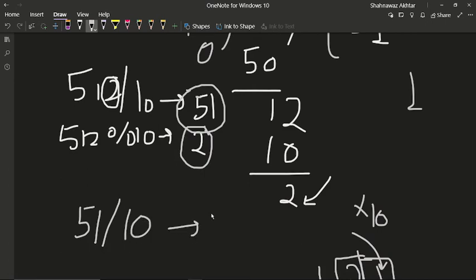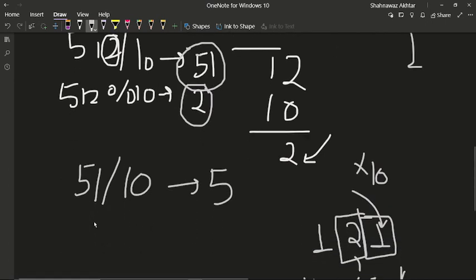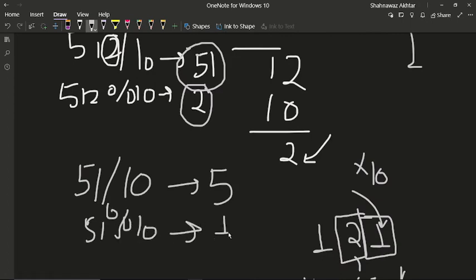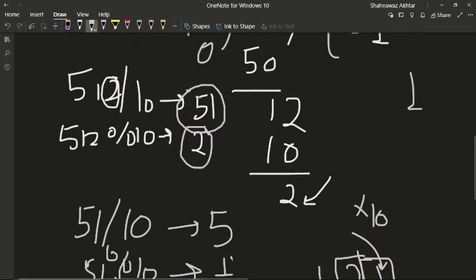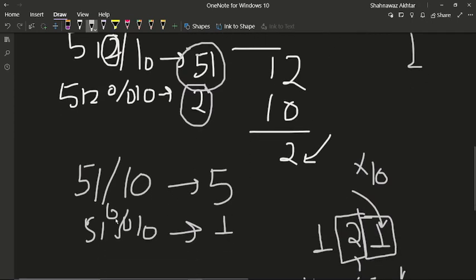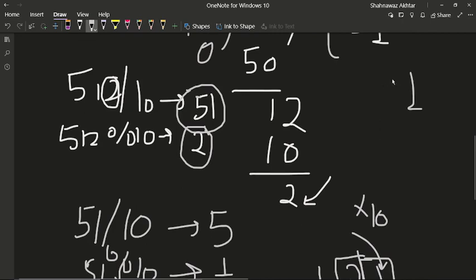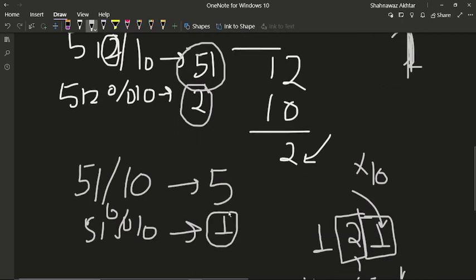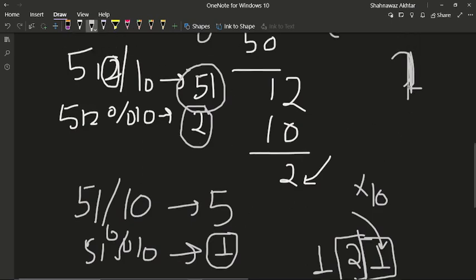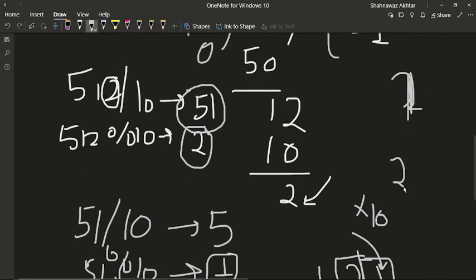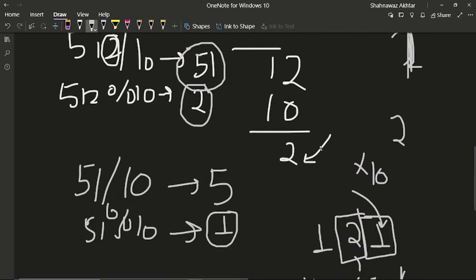Now you will get quotient 5 and remainder 1. So the next digit, the digit you have deleted, is 1, and the last digit is 2. Now another digit is here, so we can say that it has two digits.